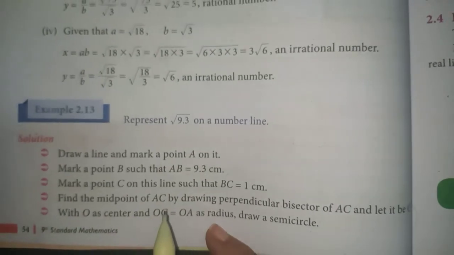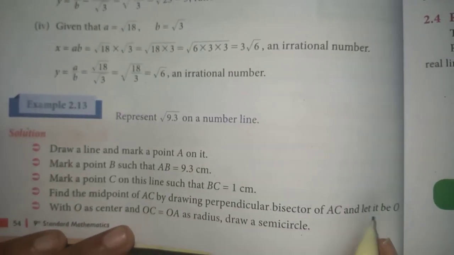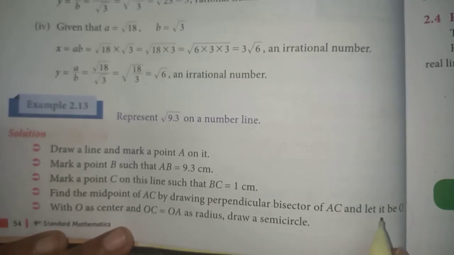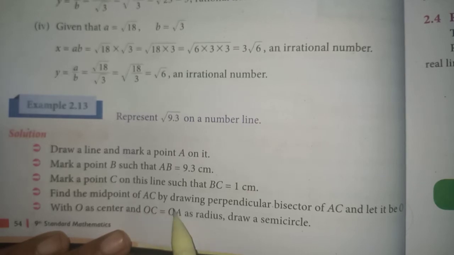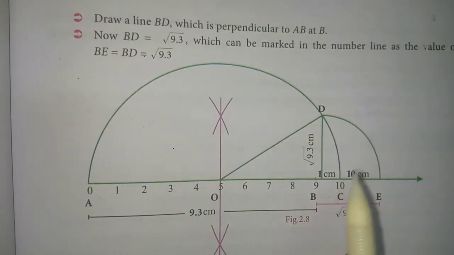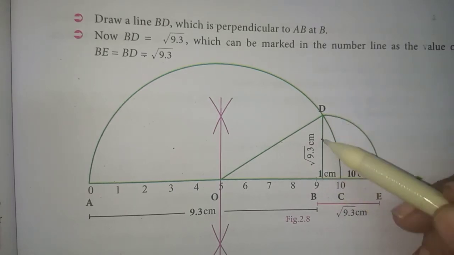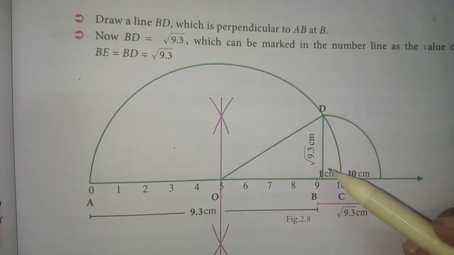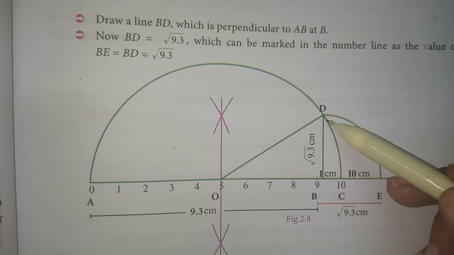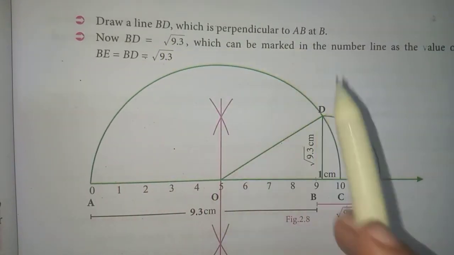So find the midpoint of AC by drawing a perpendicular bisector of AC and let it be O. So perpendicular bisector draw பண்ணிட்டு அதை O name பண்ணிக்கிறோம். With O as center and OC is equal to OA as radius, draw a semicircle. So semicircle நம்ம draw பண்ணிட்டோம் அப்படின்னா next step என்னன்னா Bல இருந்து இந்த semicircle touch பண்ணுற மாதிரி ABக்கு perpendicular ஒரு line நம்ம draw பண்ண போகிறோம். So draw a line BD which is perpendicular to AB at B.